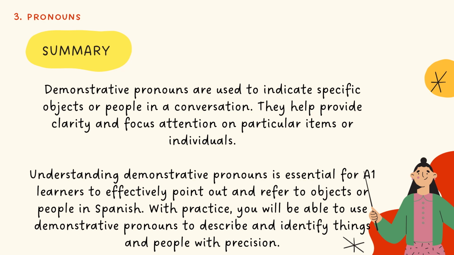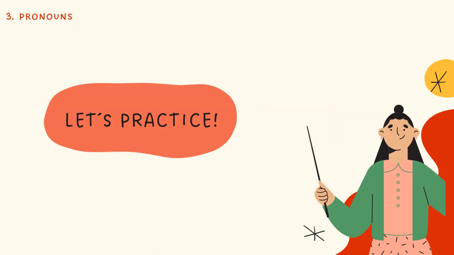Demonstrative pronouns are used to indicate specific objects or people in a conversation. They help provide clarity and focus attention on particular items or individuals. Understanding demonstrative pronouns is essential for A1 learners to effectively point out and refer to objects or people in Spanish. With practice, you will be able to use demonstrative pronouns to describe and identify things and people with precision. Let's practice.